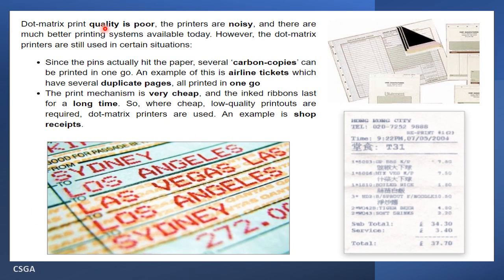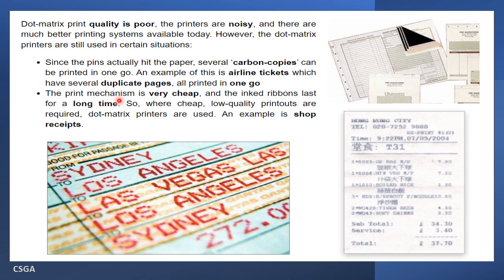Dot matrix print quality is poor, the printers are noisy, and there are much better printing systems available today. However, the dot matrix printers are still used in certain situations. Since the pins actually hit the paper, several carbon copies can be printed in one go. An example of this is airline tickets, which have several duplicate pages, all printed in one go.